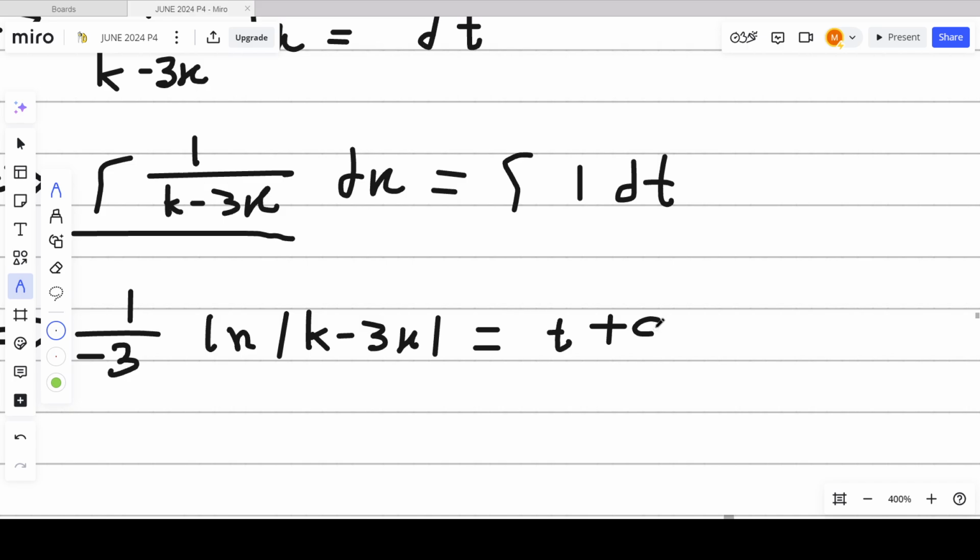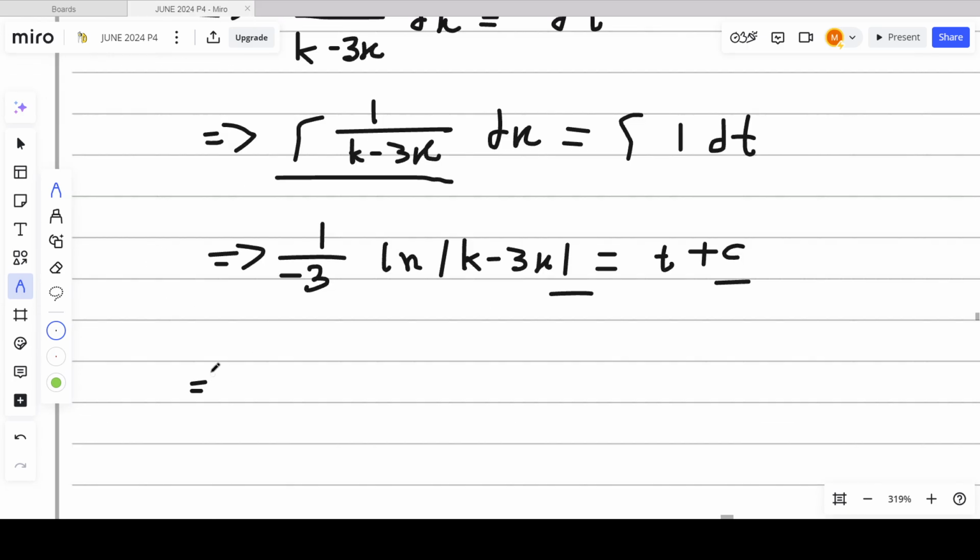It basically considers all the constants after adding them up. If you write c here, you don't need to add any c on that side, because this is an arbitrary constant. Now we need to multiply both sides by -3. So what you get is ln of the modulus of k minus 3x equals -3t plus c. Since you are multiplying by -3, it is -3t, and the constant is not 3c, it is just c, because this is an arbitrary constant. It is the simplified constant.